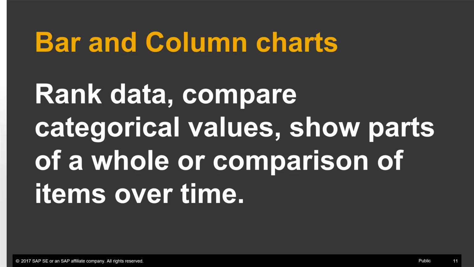They are very simple, and for the viewer, it is very easy to recognize which is the biggest, which is the smallest, and the difference between them. They are also extremely easy to read, especially if the category names are long, as the text is written from left to right, making it easy to read for the audience. Bar and column charts are used for ranking data, comparing categorical values, or comparison of items over time.